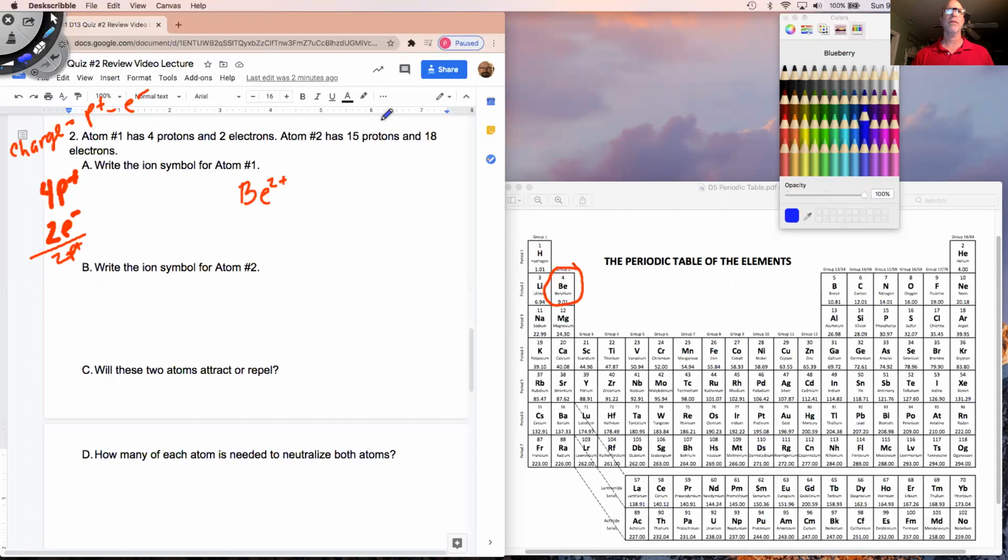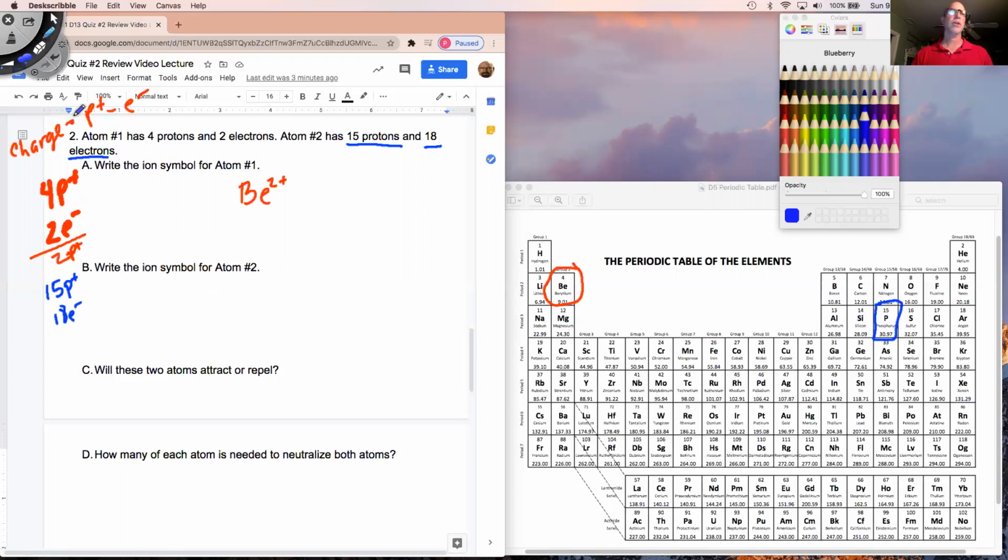The atom for number 2. This one, we have 15 protons. Ooh, scary. And 18 electrons. Let's find it. Here's 15. All right, so it looks like we're working with this phosphorus. So what do we have? It says we have 15 protons, and we have 18 electrons.